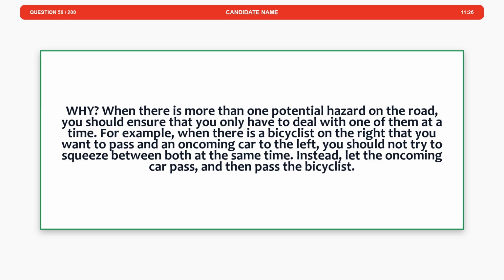Explanation. When there is more than one potential hazard on the road, you should ensure that you only have to deal with one of them at a time. For example, when there is a bicyclist on the right that you want to pass and an oncoming car to the left, you should not try to squeeze between both at the same time. Instead, let the oncoming car pass and then pass the bicyclist.